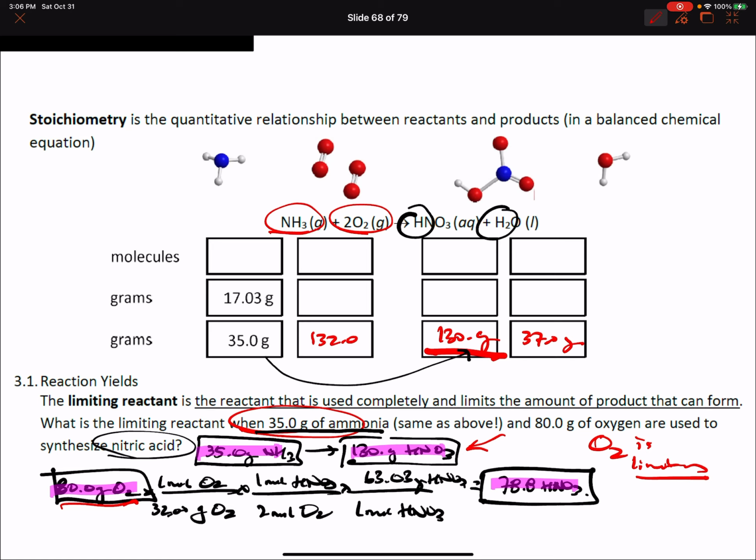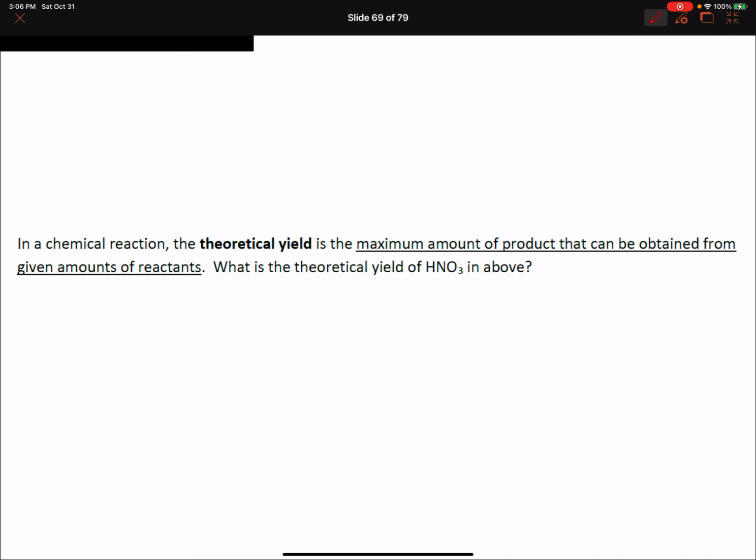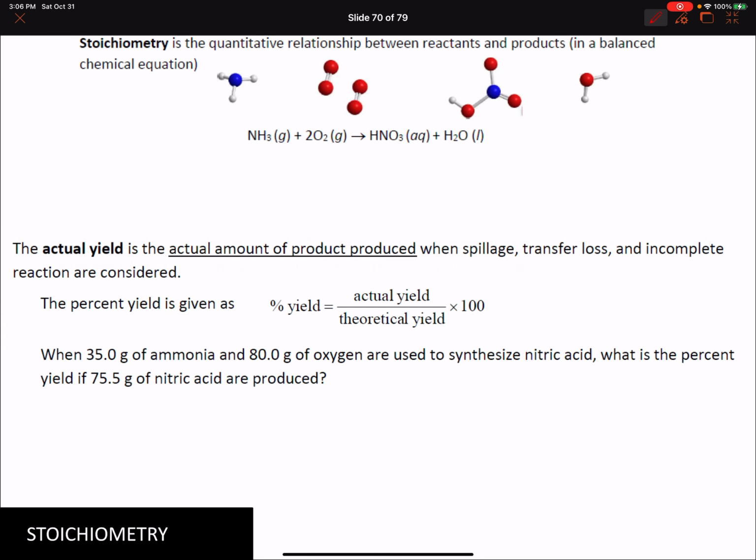All right, so 78.8 grams is how much we can make. This is what we call the theoretical yield. So what was the theoretical yield of HNO3? In this calculation, it was 78.8 grams of nitric acid, using 35 grams of ammonia and 80 grams of oxygen.